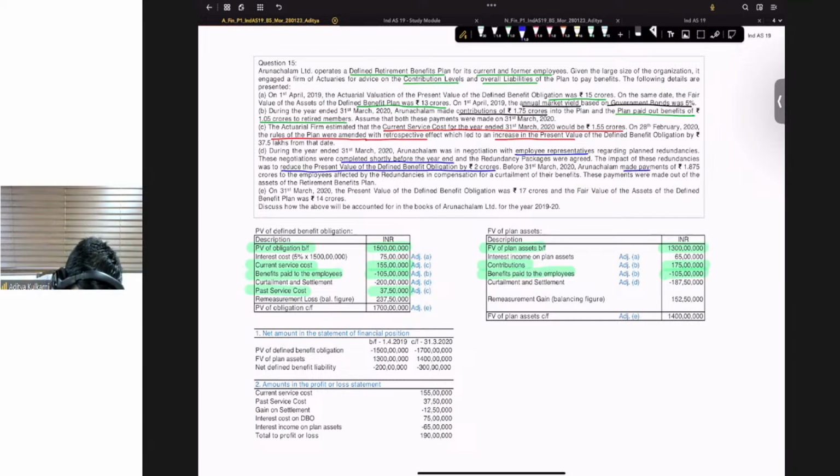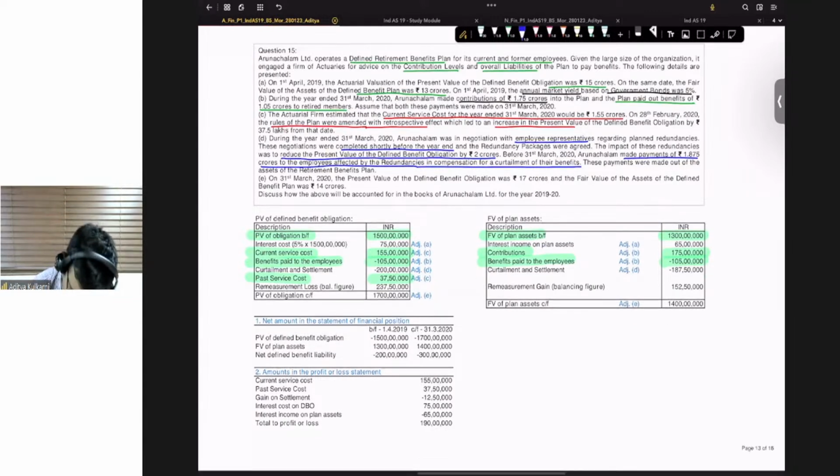Arunachalam made payments of 1.875 crores to the employees affected by redundancies in compensation for a curtailment of their benefits. These payments were made out of the assets of the retirement benefits plan. Fair enough. So now please pay attention. See, redundancies means what? I had to do some laying off. So I removed the employees.